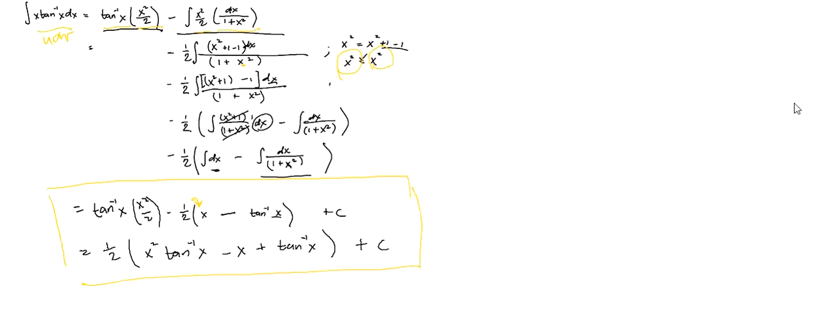Then we simplify by factoring out our 1/2 and keeping the remaining terms inside. So we factor out the 1/2, and we are left with x squared arctangent of x, and then minus x. Then negative times negative gives us a positive arctangent of x, and then plus c. Okay?